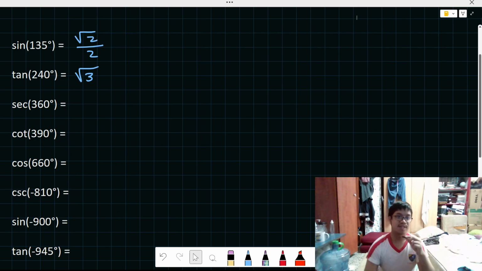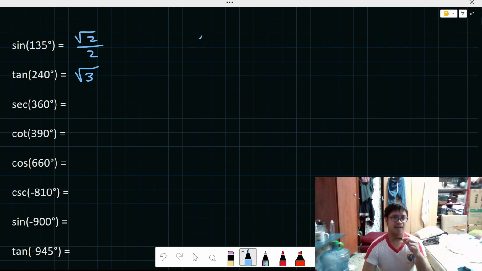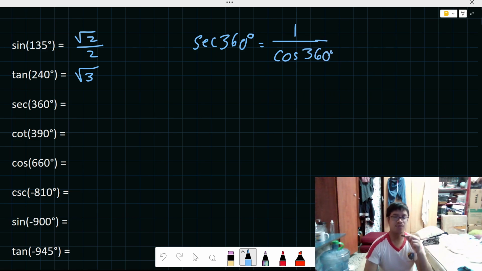All right, so let's go for secant of 360 degrees. Now, if you're confused about what secant, cotangent, or other trigonometric functions that are not sine, cosine, or tangent are, you can convert them into sine, cosine, or tangent if you know their identities. So we have secant of 360 degrees. According to the reciprocal identity, this is just the same as 1 all over cosine of 360 degrees. And that's it. We already converted it into cosine, and we're good to go.